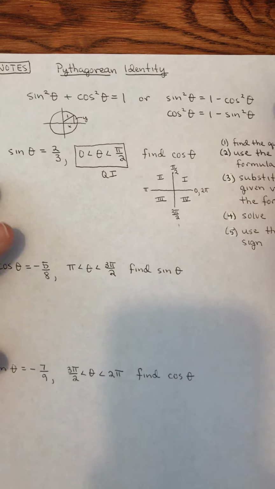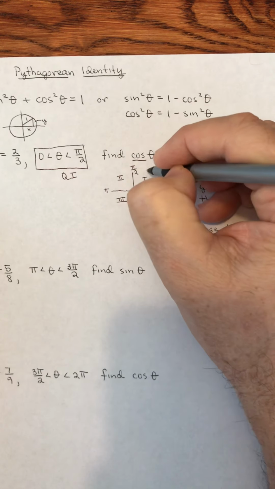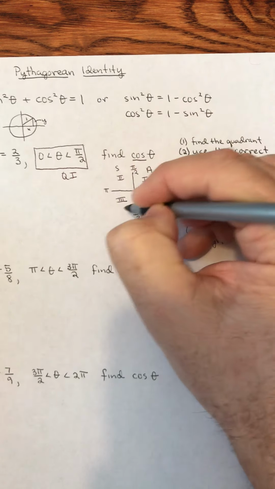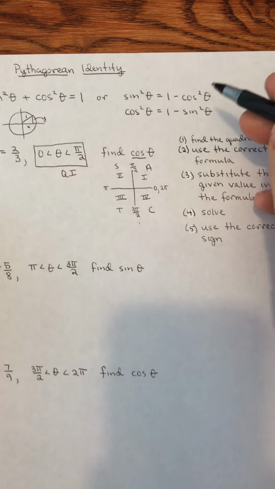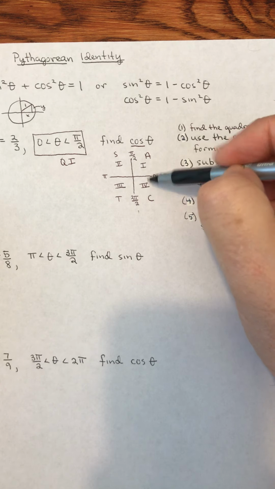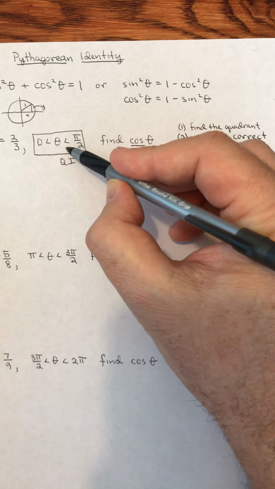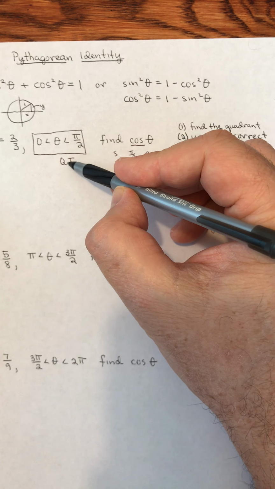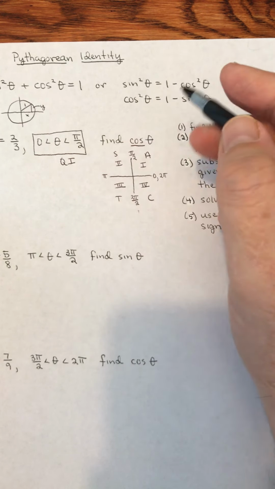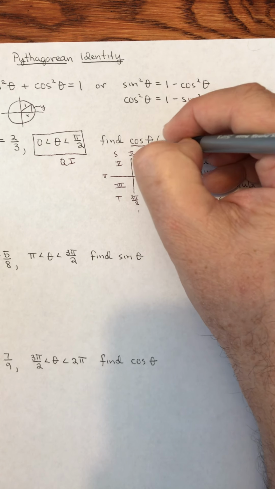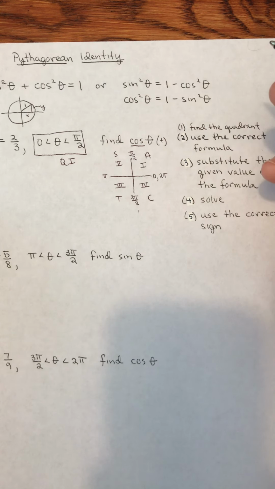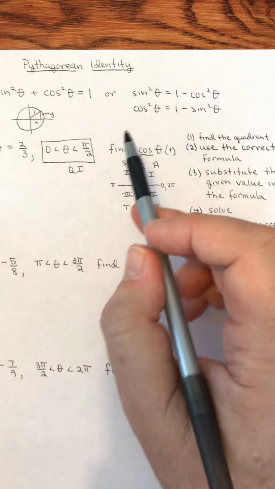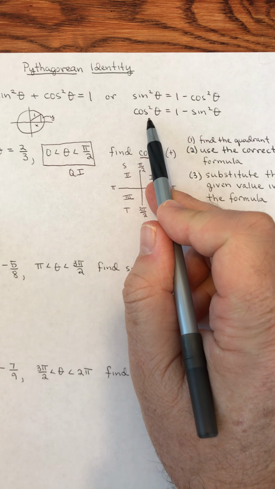Why is that important? Because I know that cosine, all seniors turn crazy, cosine is positive in 1 and 4. So if I'm looking for cosine and I know it's in quadrant 1, I know my answer is positive. Okay, so this is going to be a positive answer. So I'm going to use this second formula here.